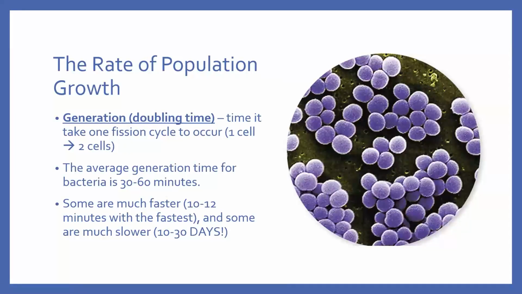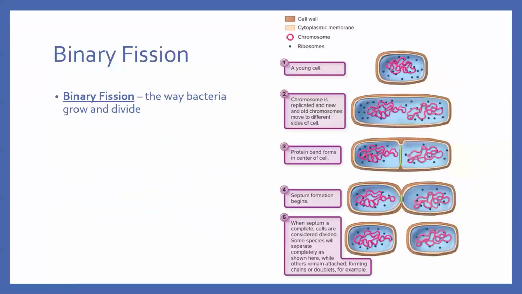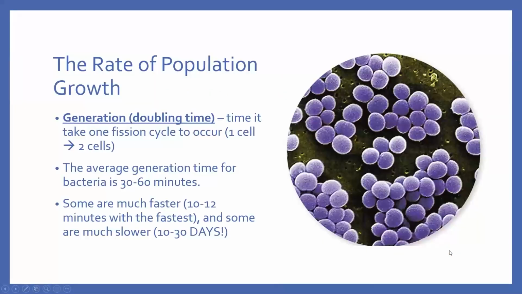We can also determine experimentally, and probably in the literature for many microbes, the generation or doubling time. The doubling time for a microbe is the time it takes for one fission cycle to occur, so going from 1 cell to 2 cells. A generation time would be, if this step took 16 hours, or from here to here took 2 days, that would be the generation time.